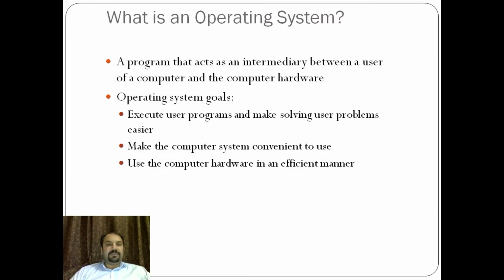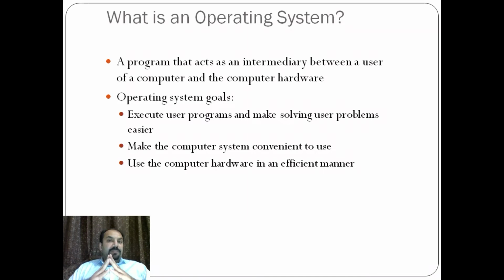An operating system is a program that acts as an intermediary between a user of a computer and the computer hardware. It's actually like an interface, used in between computer hardware and computer users. Because computer users cannot execute their jobs, cannot solve their computing problems, directly on the computer hardware.